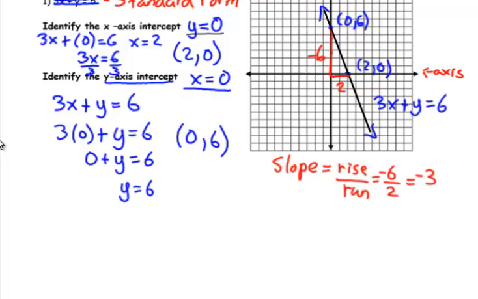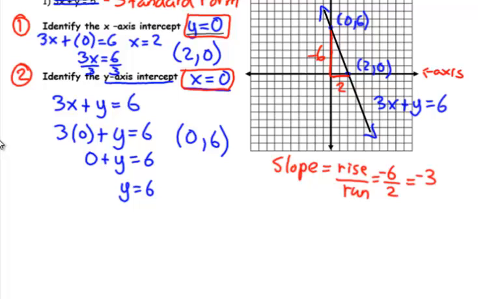But let's just look back and review. What did we do first? We identified the x-axis intercept by substituting in y equals 0, and that gave us x equals 2, so it was the point (2, 0). And then we identified the y-axis intercept. There we used x equals 0, and so when we substitute that in, we get y is 6, so we had the point (0, 6). Then we use our straight edge and graph the line.